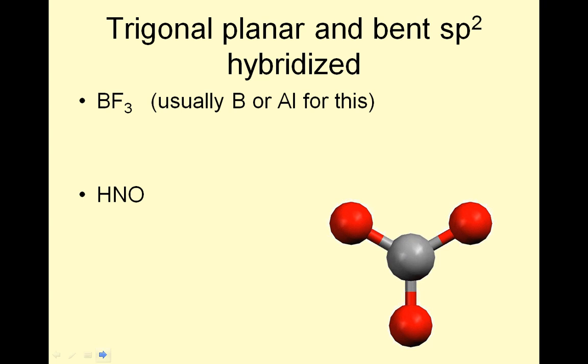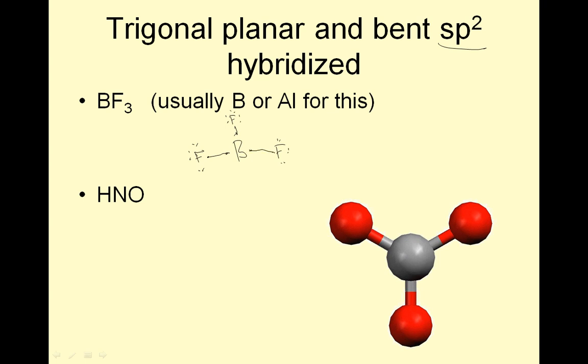Trigonal planar and bent shapes are SP2 hybridized. BF3. Boron has three electrons. Fluorine has seven. One, two, three, four, five, six, seven. Notice how, again, I aim it at my single electrons. Now, boron is a weird duck. Whoops, I put boron there. Boron is a weird duck because it only needs six to be stable. Remember I talked about aluminum has that? Connect the dots.